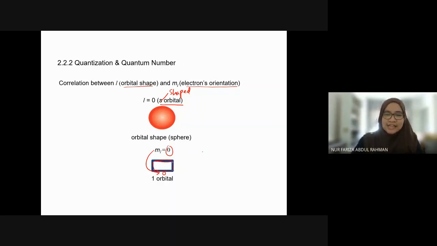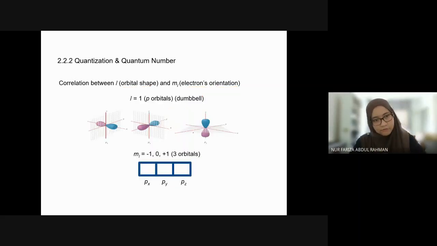So there is one room for S shape orbital. So dekat sini dalam ni where the electron can be located. There is only one orbital for S-shaped orbital. Okay, alright. So mungkin agak blur kat situ. Maybe we can look for P orbital here. So P orbital.